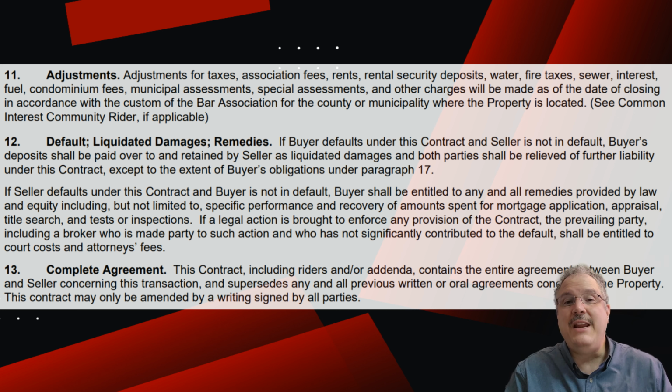Section 13 is going to discuss how this contract is the complete agreement. If you had another purchase agreement for a lower price point, and then you negotiate and you change it and you sign a different, higher price point or whatnot, this is the new agreement. It's executed and it's the complete agreement. It takes precedence over any other agreements.